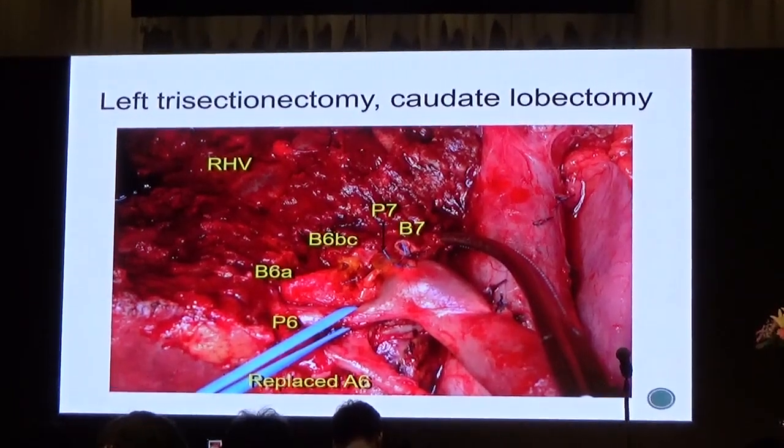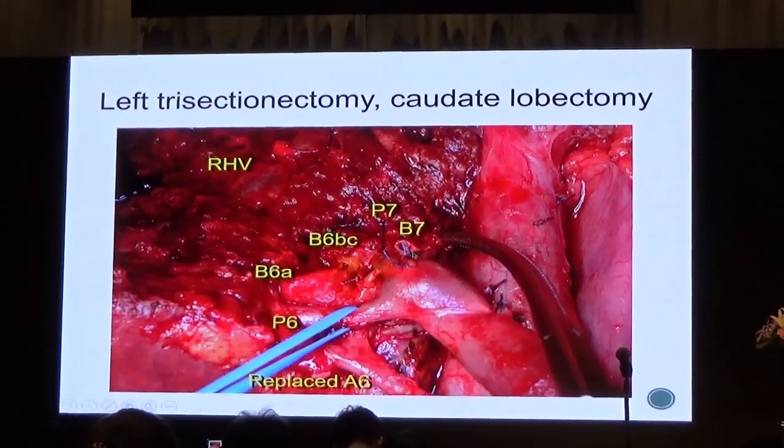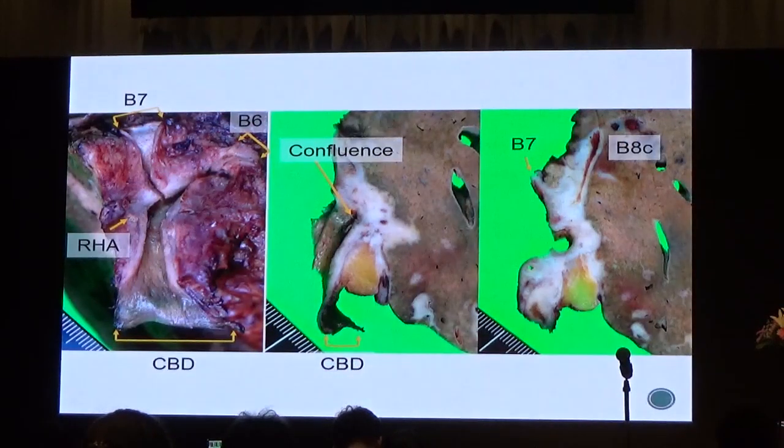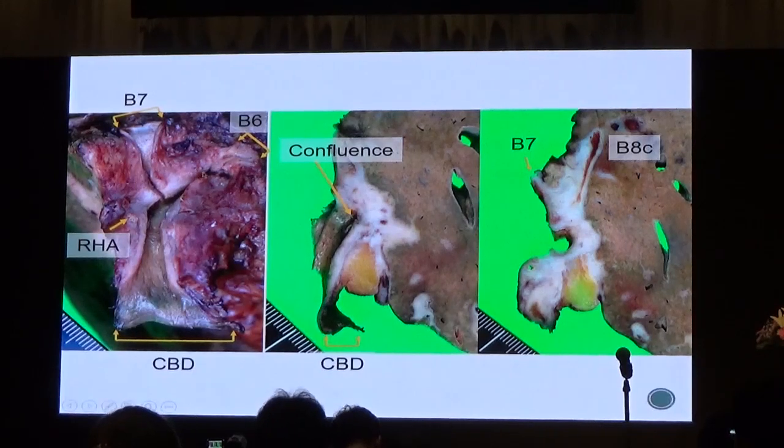And the intrahepatic bile duct was divided here, segment 7 and 6 B C, and the ventral branch of segment 6 separately divided. Looking at the resected specimen, here you see the dissected margin of 7 and 6. We could obtain considerable length of each segmental duct, 6 and 7. And here you see a diffuse cancer invasion around the segmental duct.